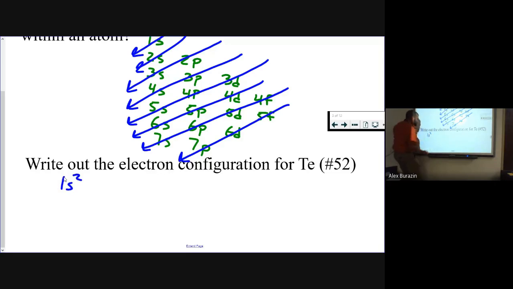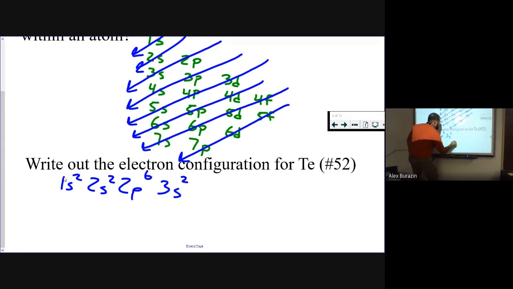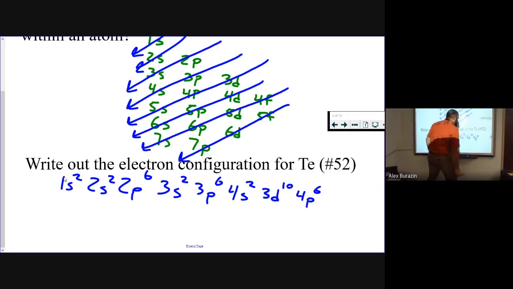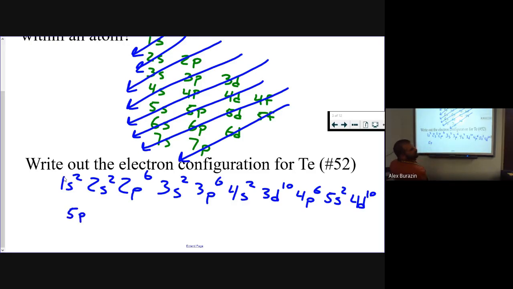I have 1s, 2 electrons, 2s, 2 electrons, 2p, 6 electrons, 3s, 2 electrons, 3p, 6 electrons, 4s, 2, 3d, 10, 4p, 6, 5s, 2, 4d, 10, and unfortunately I got to wrap all the way around here. I'm just going to go way back over here. And last but not least, 5p. And how many we got in the 5p orbital? 4. And that is the electron configuration for tellurium.